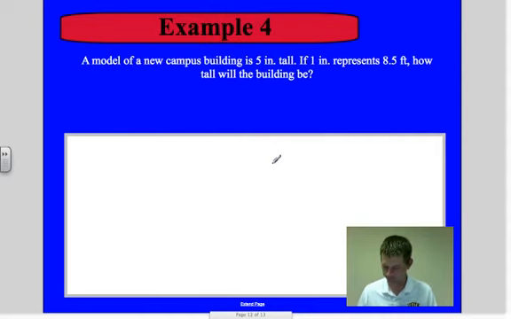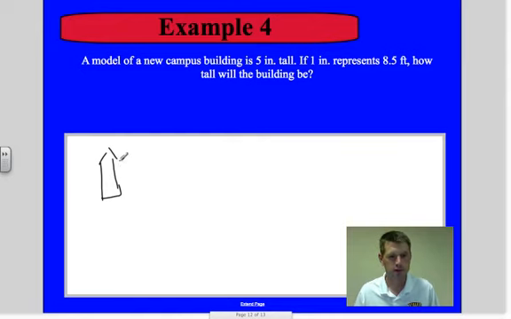Example 4. We have a model of a new campus building that is 5 inches tall. If 1 inch represents 8.5 feet, how tall will the building be? So we're actually looking at a model. Somebody built a model, so here would be like the structure. Maybe there's a clock tower there. Yeah, there's our building.